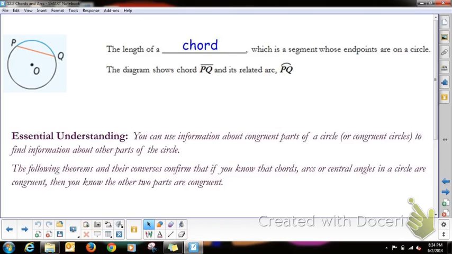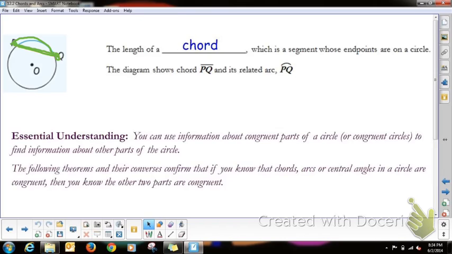The length of a chord, which is a segment whose endpoints are on the circle, is shown here in this diagram. PQ is the chord, and it's a segment whose endpoints are on the circle. The diagram shows chord PQ and its related arc PQ. It's essential that you understand you can use information about congruent parts of a circle or congruent circles to find information about other parts of the circle.